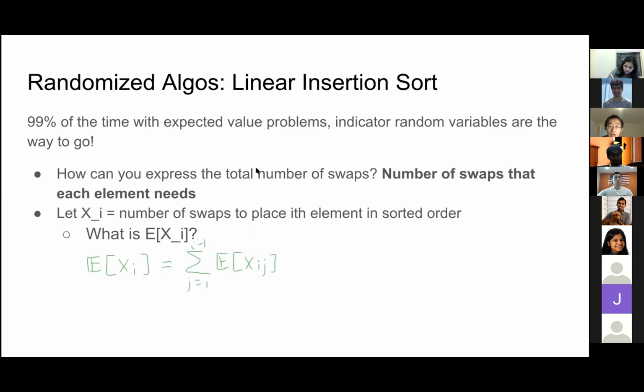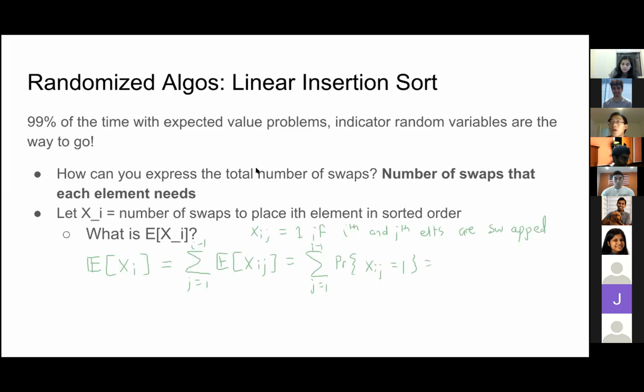Okay, so x sub ij is 1 if the ith and jth elements are swapped. So this is an indicator random variable, so the expected value of x sub ij is the probability that it's equal to 1. So then, how would we write the probability that it's equal to 1? So what is the probability that the ith and jth elements are swapped, given that it's a random permutation of 1 to n?